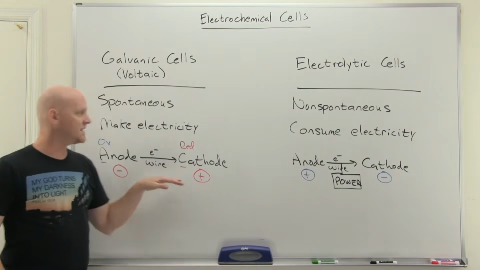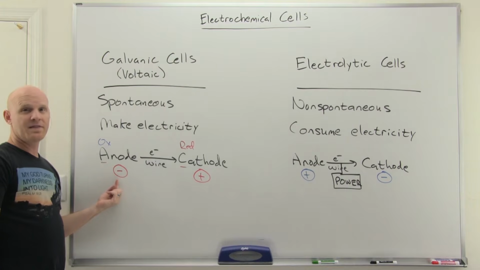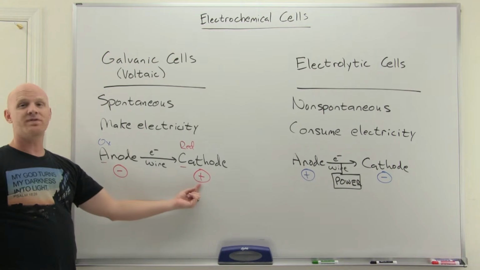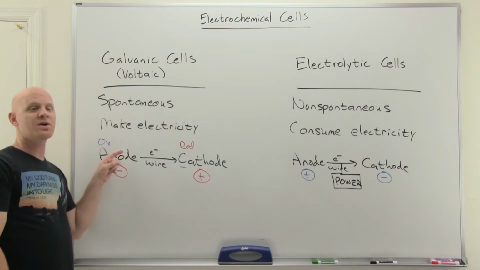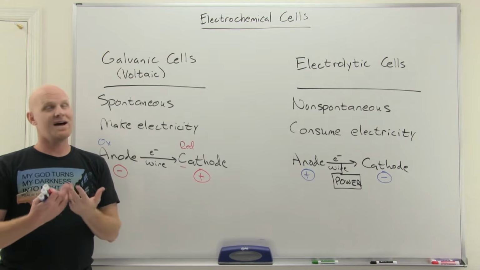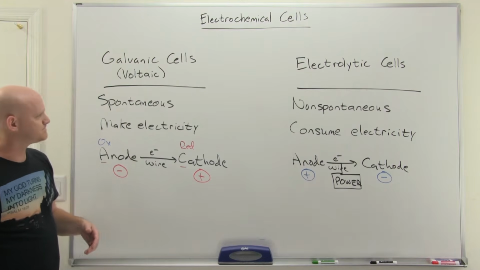But if you look at our spontaneous reaction for the galvanic cell, where we have a lower potential, that means electrons have a higher potential energy. And where we have a higher potential, that means electrons have a lower potential energy. And our electrons are going from higher potential energy to lower potential energy, just like we'd normally expect. That's the way things spontaneously go, from higher potential energy to lower potential energy.